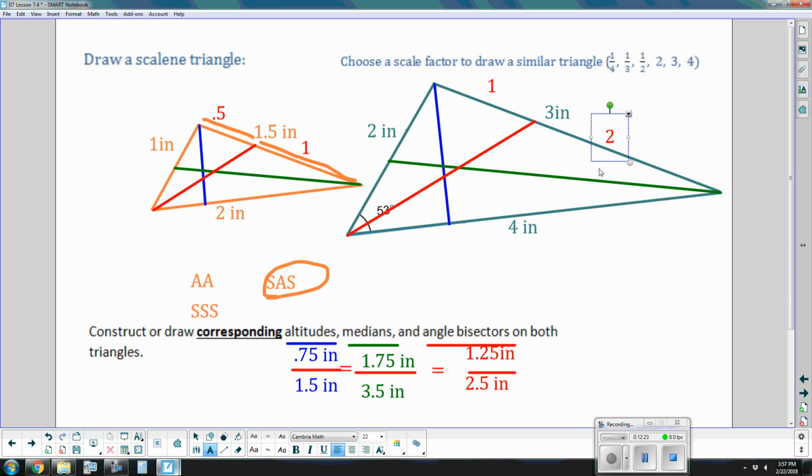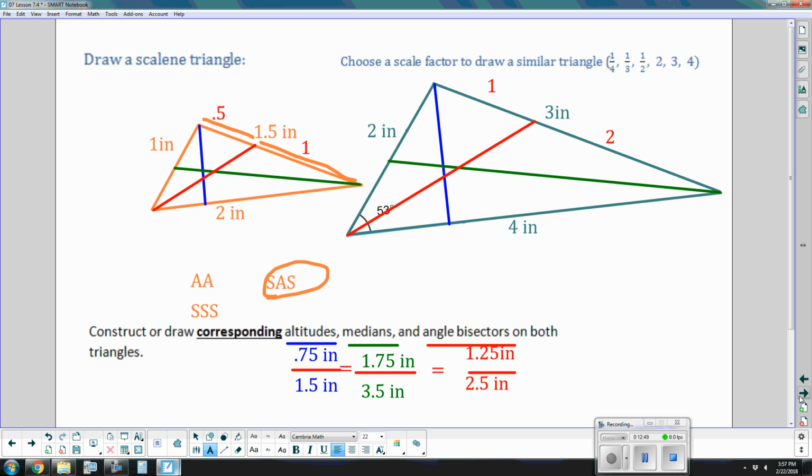And when I measured mine in my small triangle, I got 0.5 for my shorter segment and 1 for the longer segment, and that makes up that 1.5 inch side. In my larger triangle, I got 1 inch for the shorter segment and 2 inches for the larger segment, and that makes up that 3 inch side.